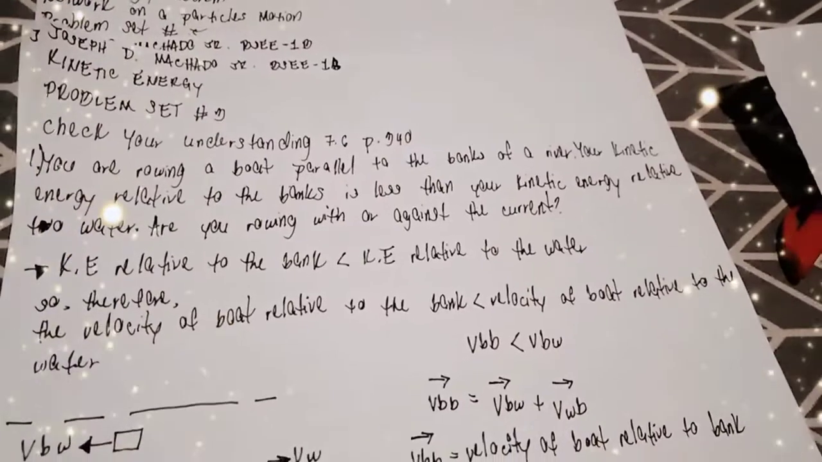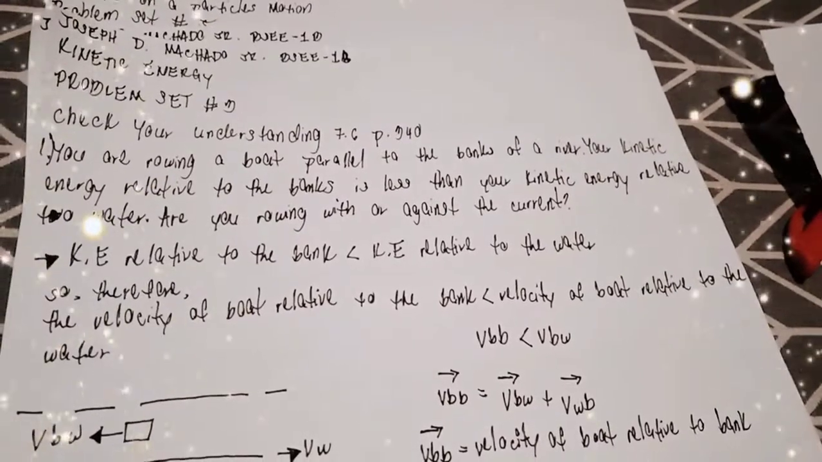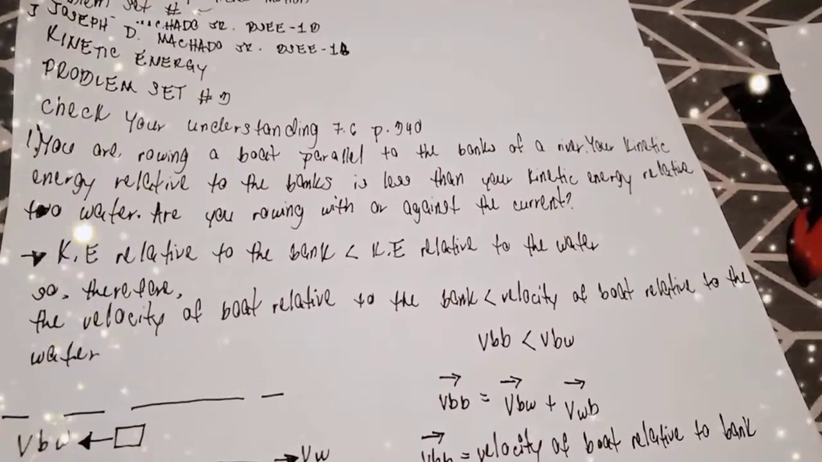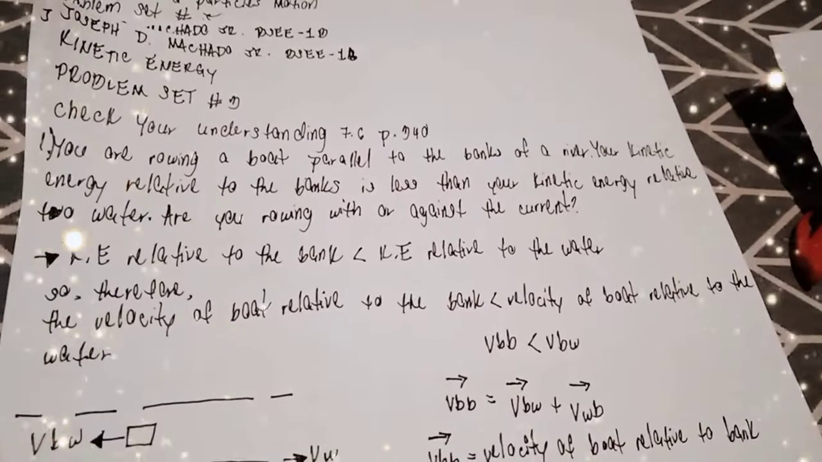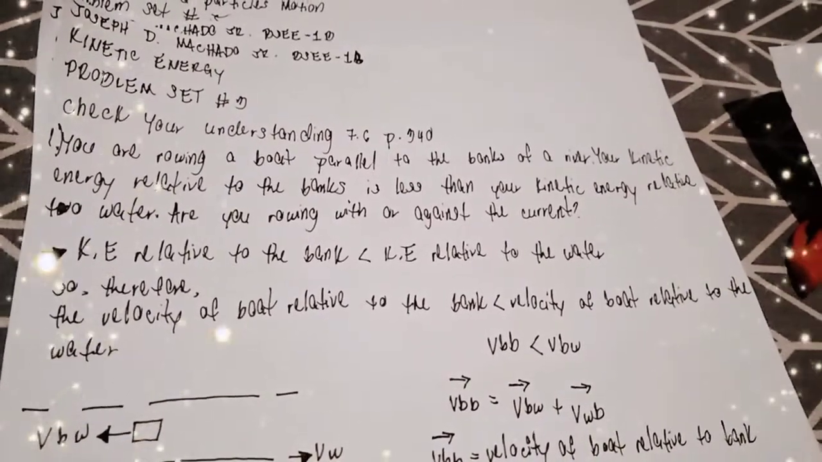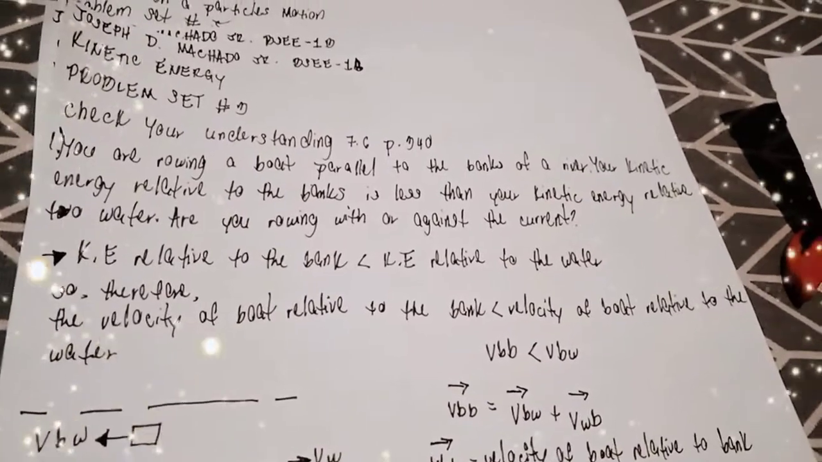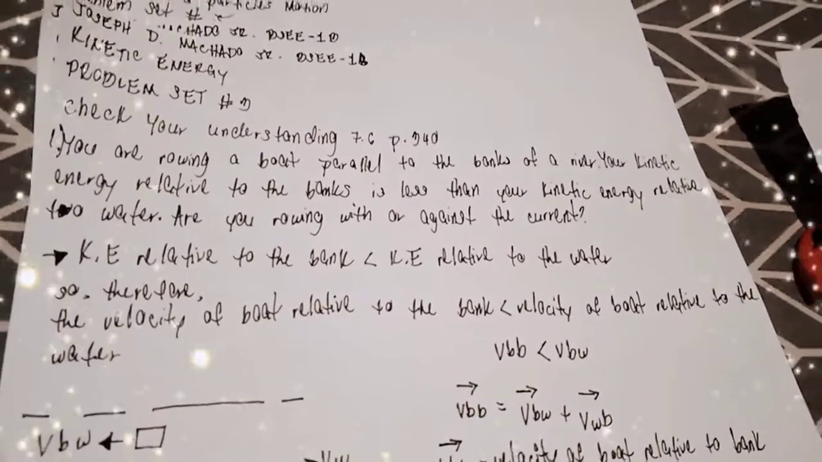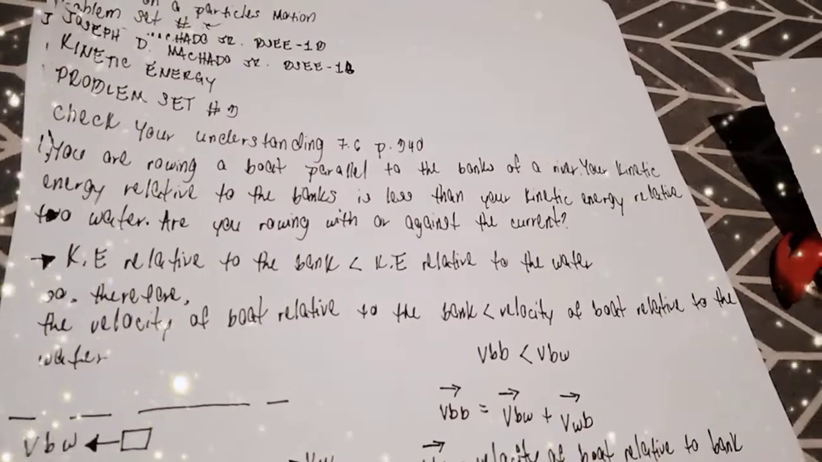Problem set number 3. Check your understanding 7.6, page 340. You are rowing a boat parallel to the banks of a river. Your kinetic energy relative to the banks is less than your kinetic energy relative to water. Are you rowing with or against the current?